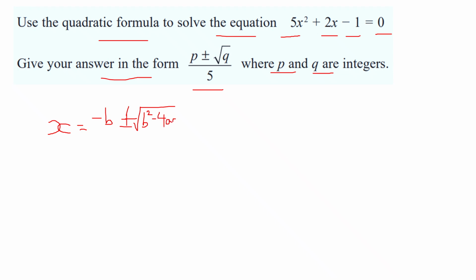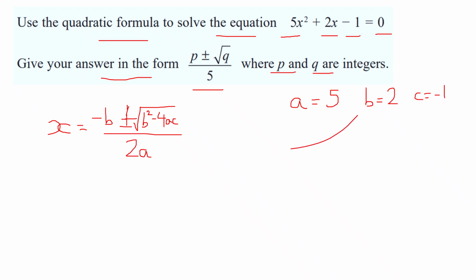This is given to you in the formula book at GCSE, and I believe at A level as well. So you don't have to worry about memory for higher tier. Okay, so a is the coefficient of x squared, so a is equal to 5. b is the coefficient of x, so b is equal to 2. And c is our constant term, which is minus 1, or negative 1.